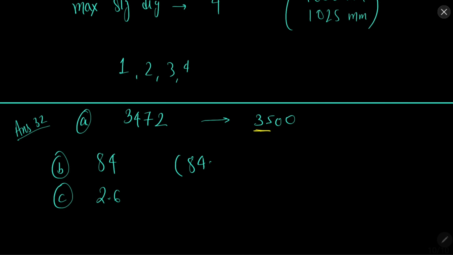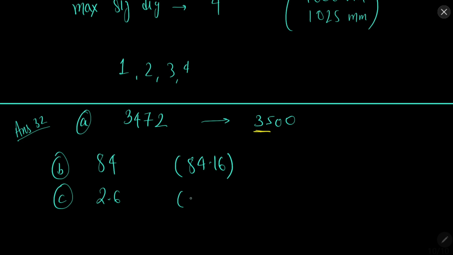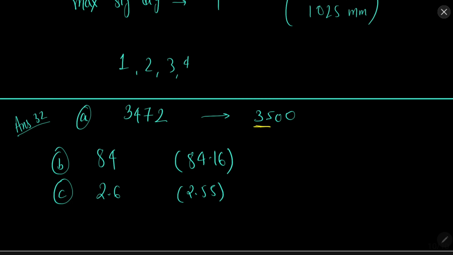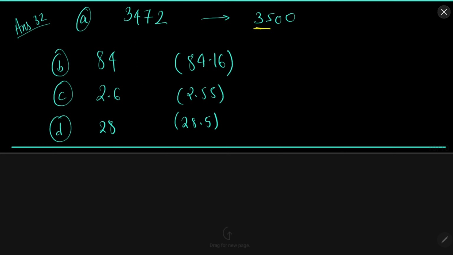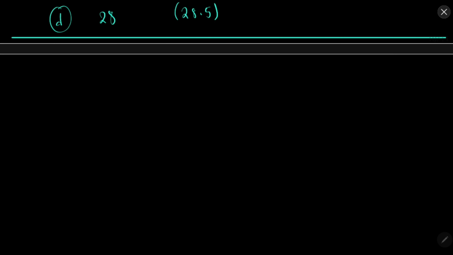So 84.16 becomes 84, and 2.55 will become 2.6, and finally in the last part the value will be 28. So 28.5 will become 28. So we need to round off to the closest digit according to the number of significant digits required.